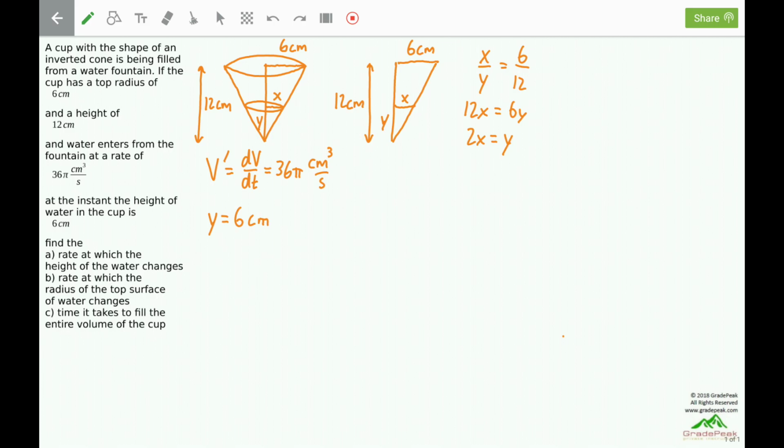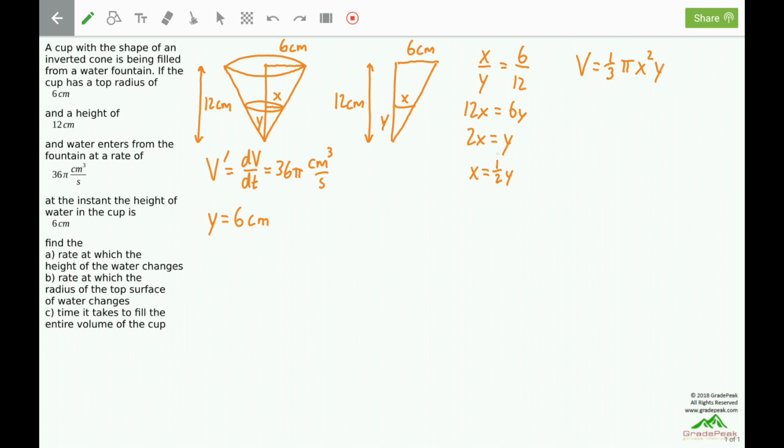Since we are given a y value, and for part A we want to find the rate at which the height of the water changes, the height being y, we're going to want to solve for x in terms of y here, so x will equal 1/2 y. Now our volume of water sitting inside the cup will be the volume of the cone of water. And the volume of a cone is 1/3 pi times its radius squared. The radius of the water volume is x squared, times the height of the water in the cup, which is y.